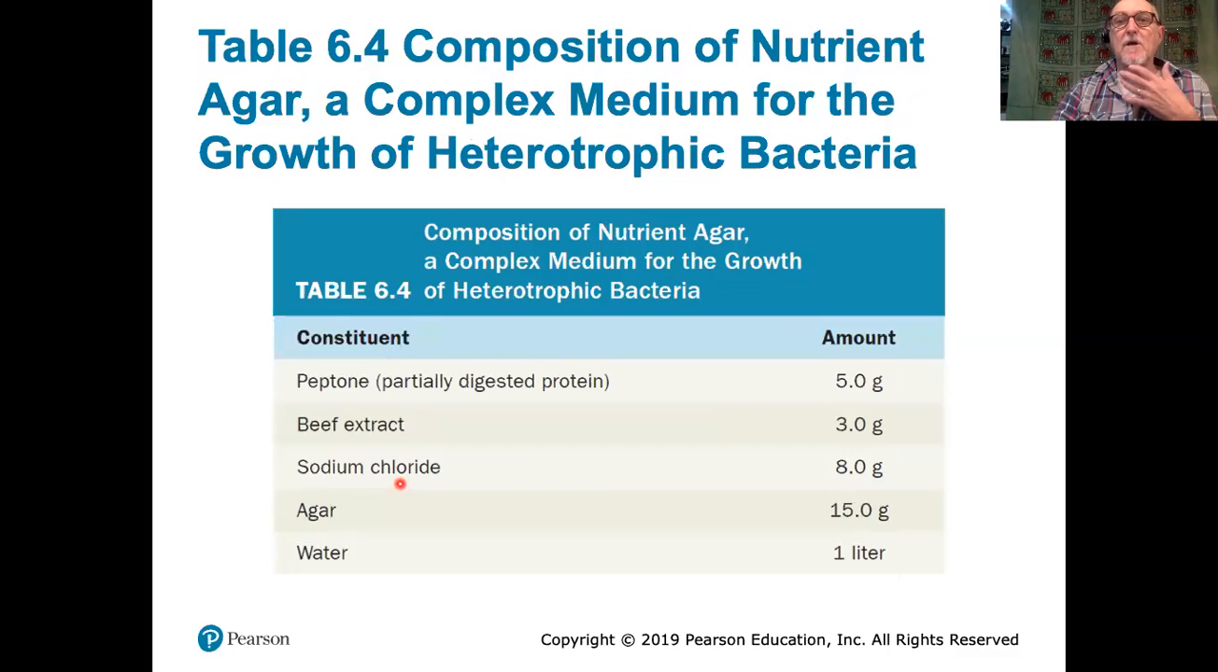This is a standard laboratory level complex medium. And this is a sort of medium you would encounter in a microbiology lab to grow most of the bacteria that you would see. So here's what we mean by being complex.